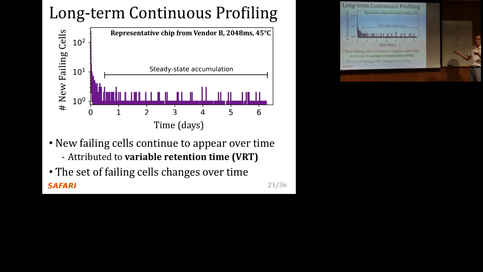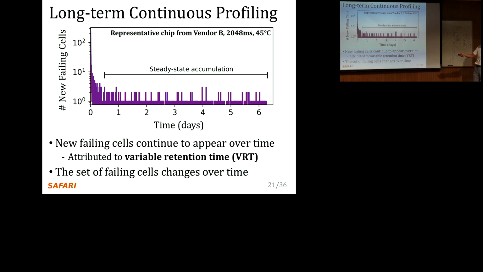So we've seen variable retention time is actually increasing. This is a representative chip from one vendor at a 2-second refresh interval at 45 degrees Celsius. And basically, this is the number of new failing cells that you observe because you've increased the refresh interval. And this is time, in days.